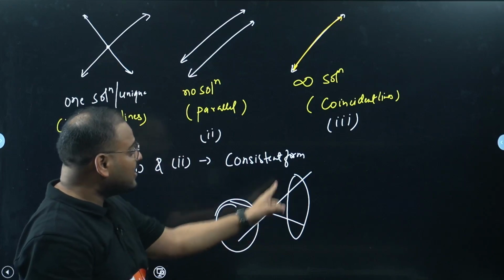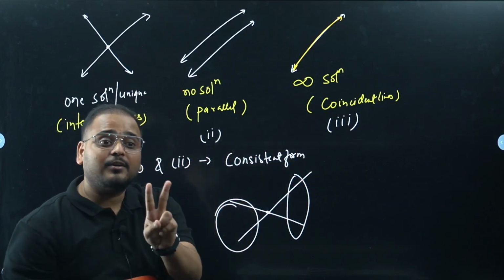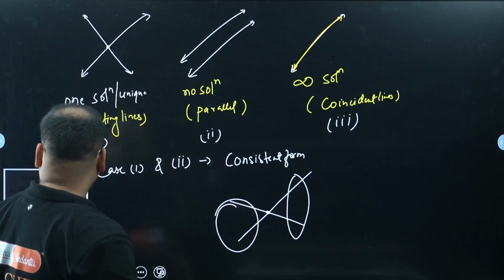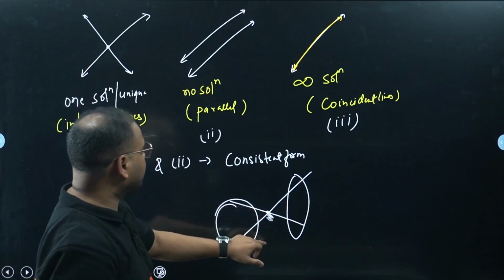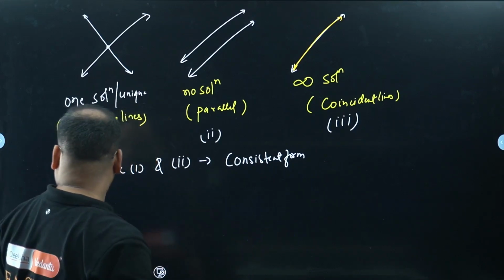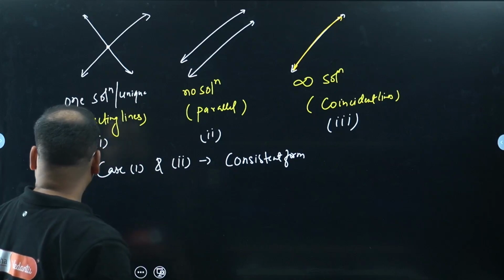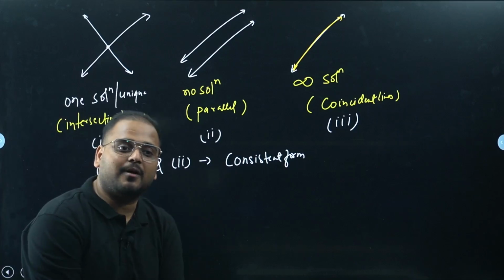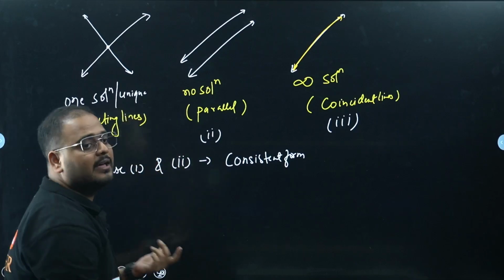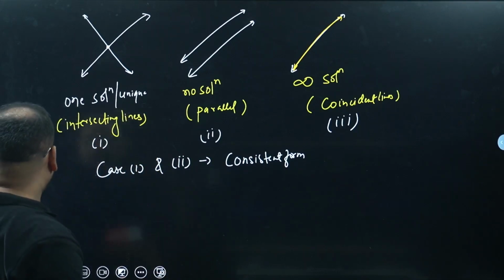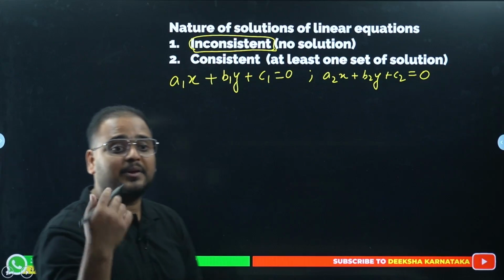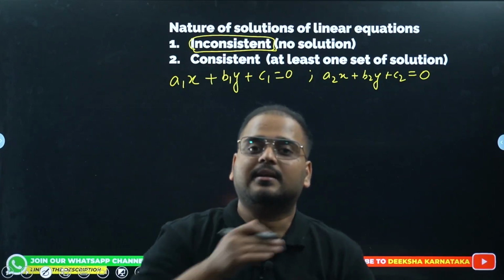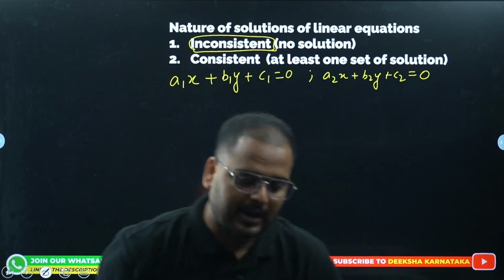It can have one, it can have infinite. It cannot have two solutions. Okay, I hope that's clear. Great. Let me erase this part, not relevant. Okay, so the first and third together are called consistent form, and the second one is obviously inconsistent form. So whenever they mention inconsistent, what are you going to assume? Lines are parallel. Inconsistent means lines are parallel.